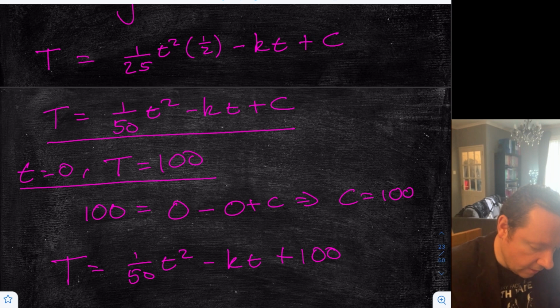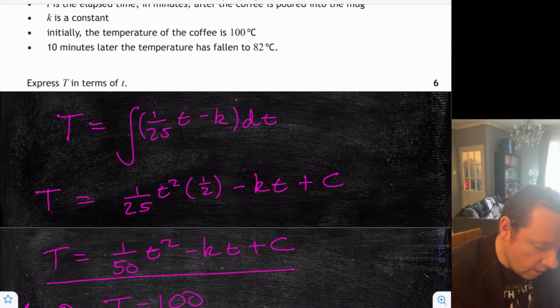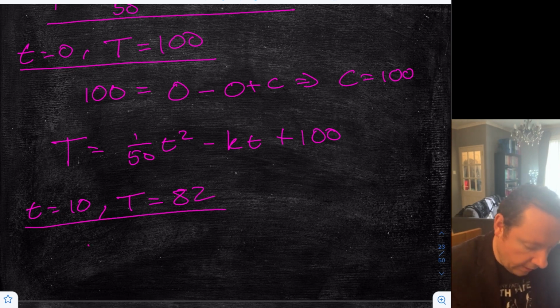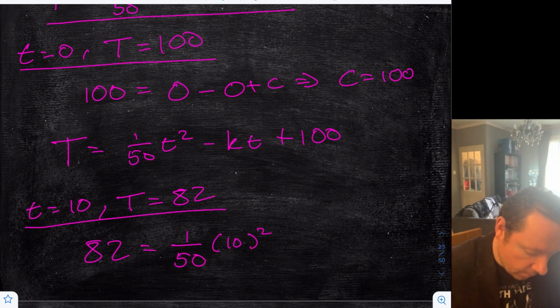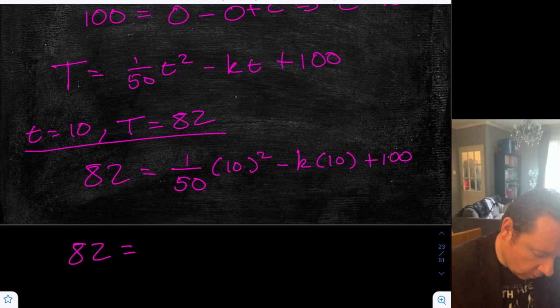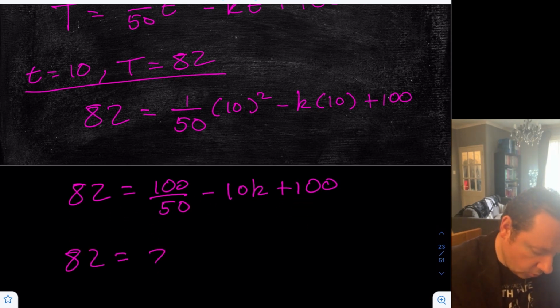But we need to find this k, so we've got an extra bit of information. 10 minutes later, the temperature is 82. So in other words, when t equals 10, big T equals 82. Subbing that point in, we get 82 equals 1/50th of 10 squared minus k times 10 plus 100. So we just need to solve and get k back out. 82 equals 100 over 50 minus 10k plus 100. Just quickly running through this, you get 2 minus 10k plus 100.